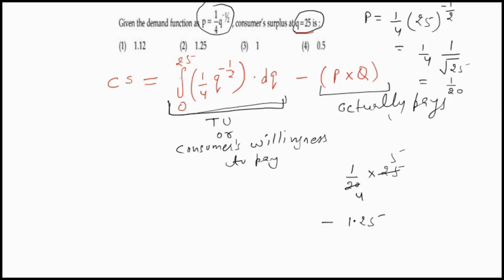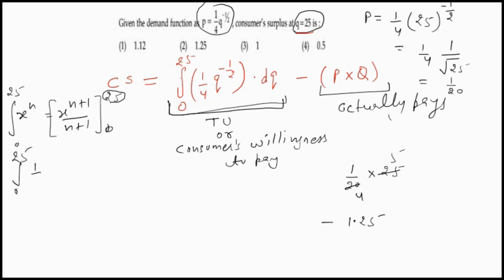For integration, this is q raised to power minus half. So the integration of x raised to power n is basically x raised to power n plus 1 divided by n plus 1. And if we have limit here, so we put limit also 0 to 25. So how do we apply this limit? First we put 25 for x, and then we subtract the whole term using x is equal to 0, which is irrelevant basically.